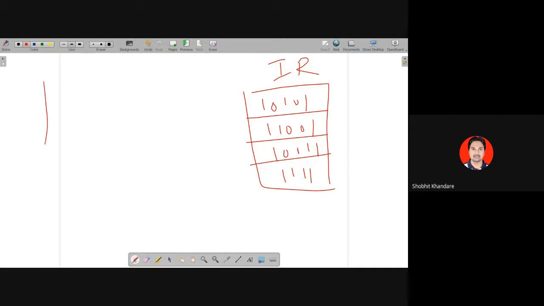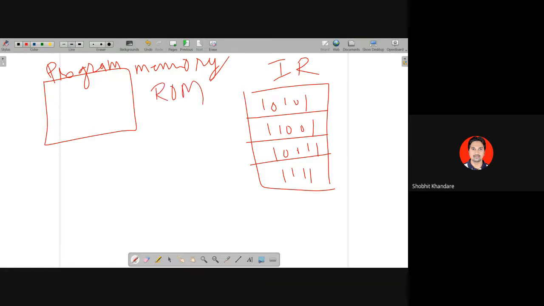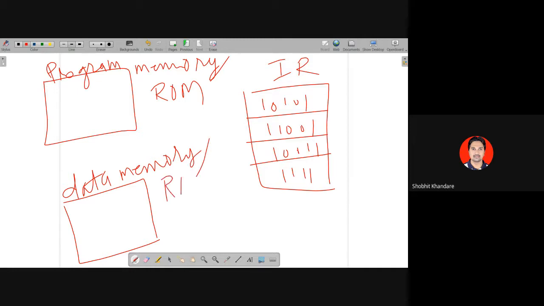Let me make you one point clear. आपका जो instructions होते हैं, that instruction is available in program memory. It is available in program memory. It is also called as, suppose, ROM, read-only memory. Okay. Your data is present at data memory, which is also called as a RAM.